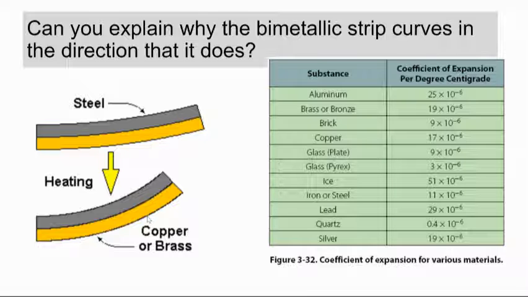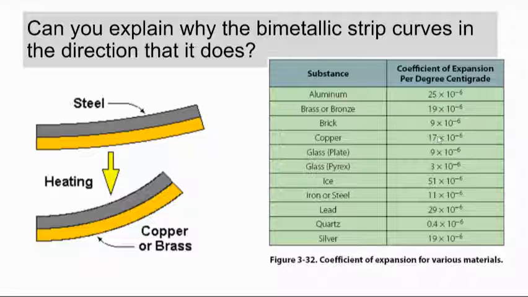To answer this question, we need to look at the known thermal expansion coefficients for these two metals. Steel has a thermal expansion coefficient of 11 times 10 to the negative sixth, whereas copper is 17 times 10 to the negative sixth. In other words, copper has a larger change in linear length for every degree Celsius temperature change than steel does, since it has a higher coefficient there.